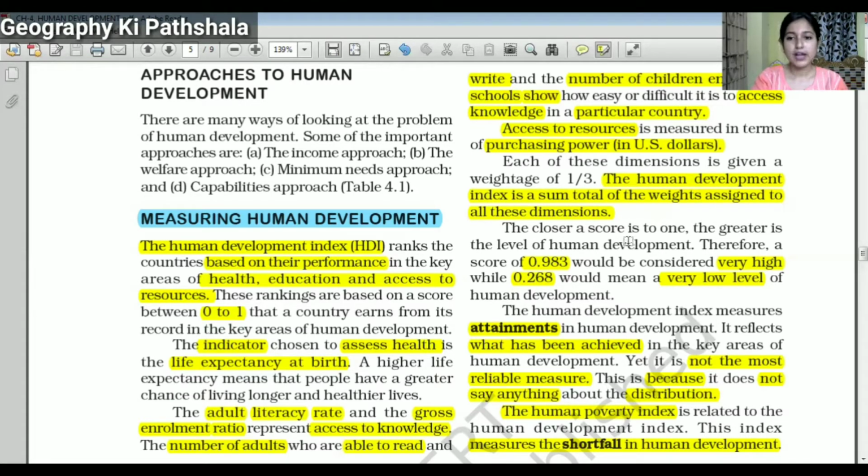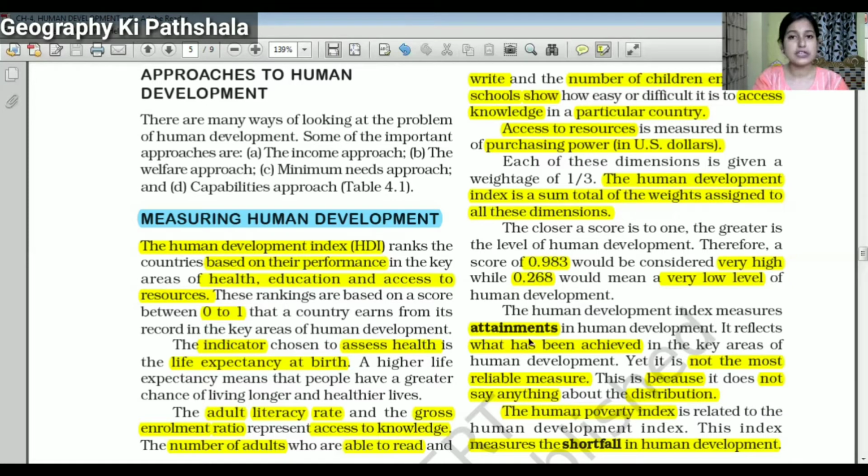Now, as I just mentioned, the range of this HDI score is between 0 and 1. If any country's HDI score is, for example, 0.983, that country will be considered as very high human development. On the other hand, if any country's HDI value is 0.268, that particular country will be considered as having a very low level of human development.